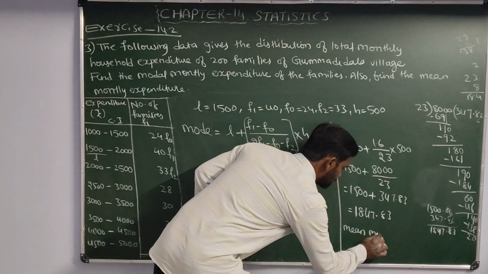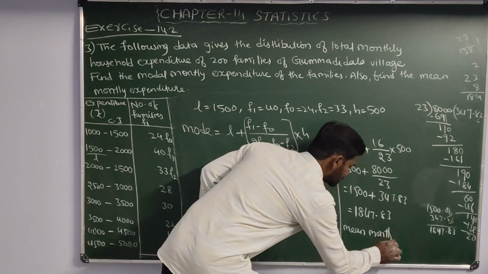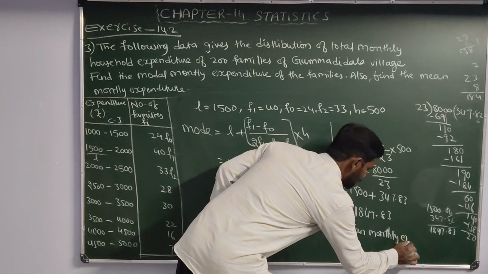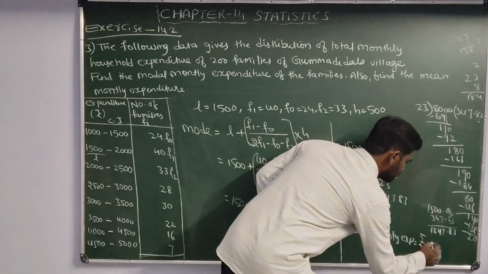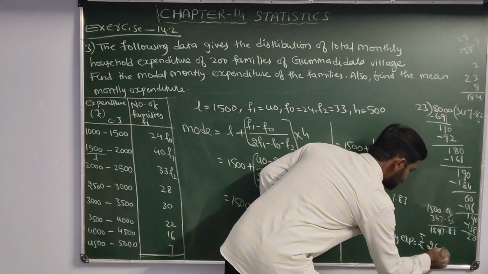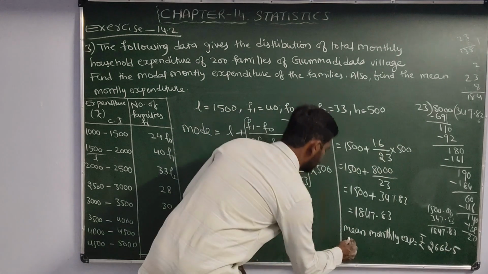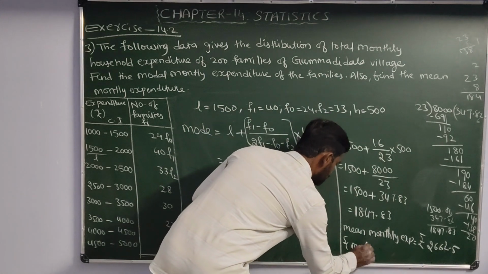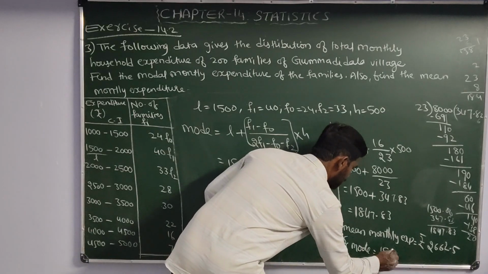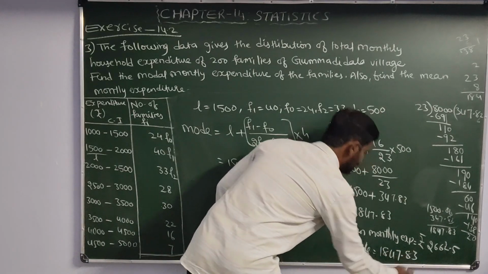Mean monthly expenditure is equal to 2006, and mode is equal to 1847.83. That is the answer.